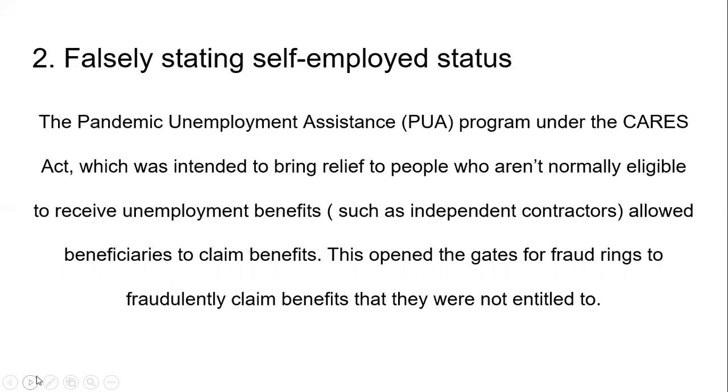Falsely stating self-employed status. The Pandemic Unemployment Assistance Program under the CARES Act, which was intended to bring relief to people who aren't normally eligible to receive unemployment benefits, such as independent contractors, allowed beneficiaries to claim benefits. This opened the gate to fraud rings to fraudulently claim benefits that they were not entitled to.